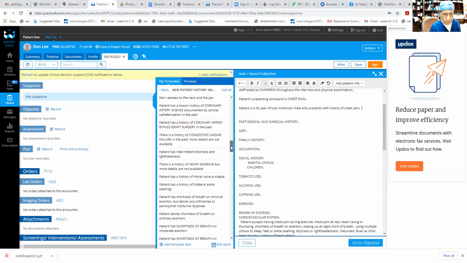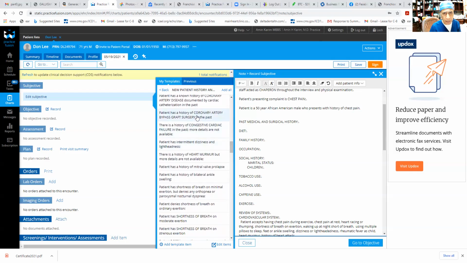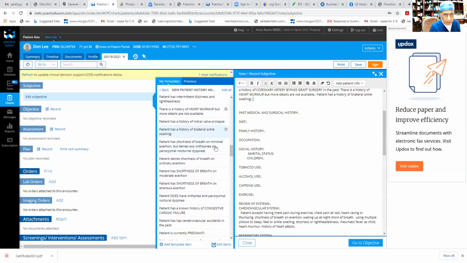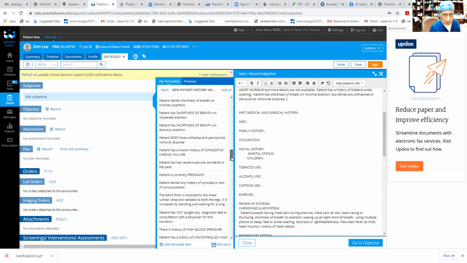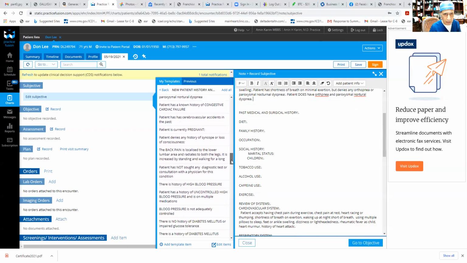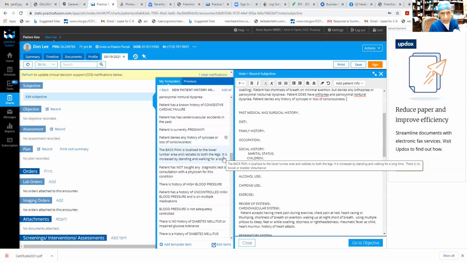For example, patient has a history of coronary artery bypass graft surgery in the past. You can use that paragraph. History of heart murmur, history of bilateral ankle swelling, has shortness of breath on minimal exertion, and does have orthopnea, PND. You have to remember the spelling of PND, and all that is written there. Denies any history of syncope. Remember, this is a negative.